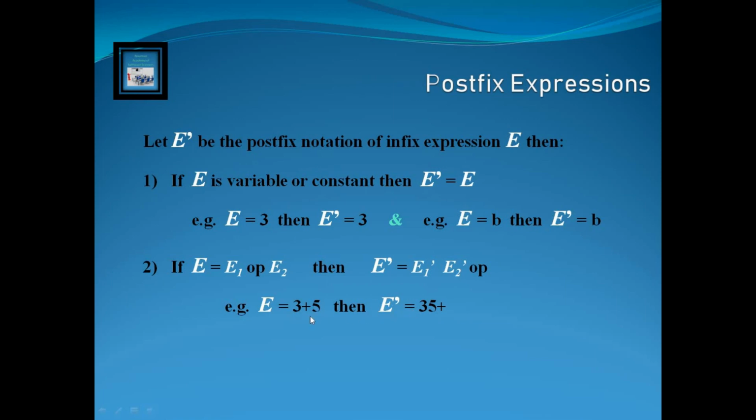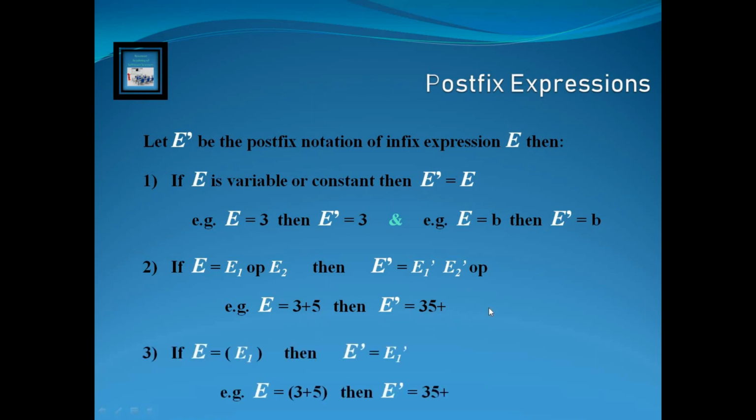Okay, so we are going to write 3 as the postfix form of this first operand, and then we are going to write 5 as the postfix form of this second operand, and then the operator will come. So it means that the postfix form of 3 plus 5 becomes 3 5 plus.